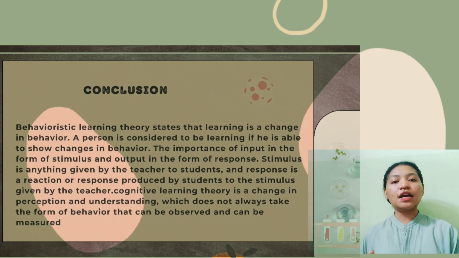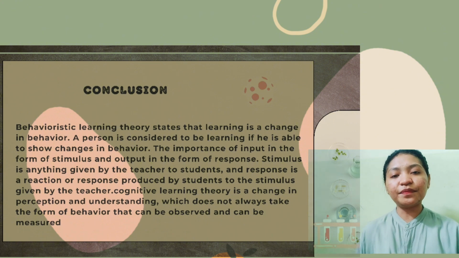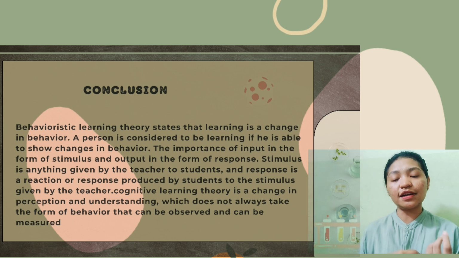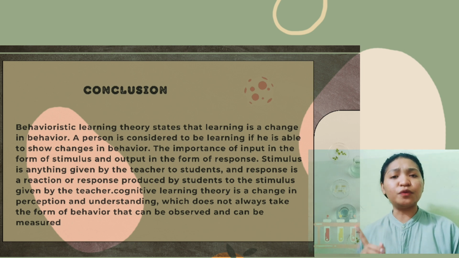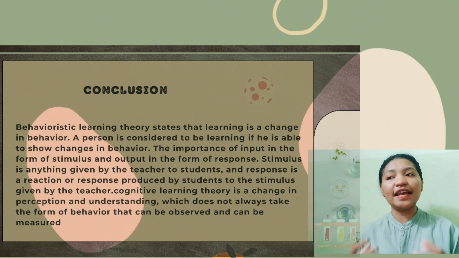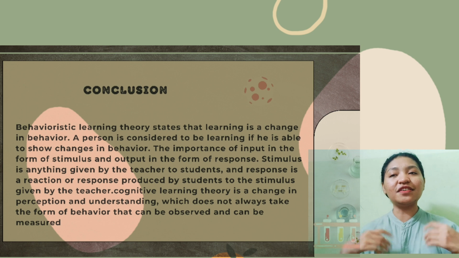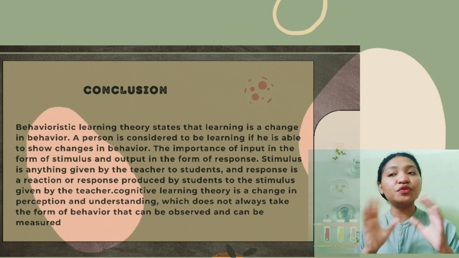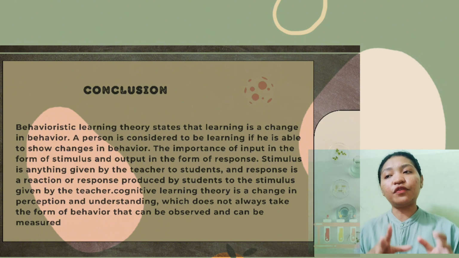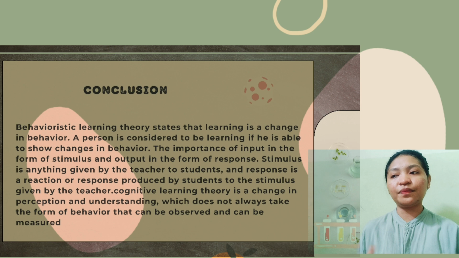Alright, that is my material about theories and paradigms of learning, especially behaviorism and cognitivism theory. And for the conclusion, behavioristic learning theory states that learning is a change in behavior. A person is considered to be learning if he is able to show change in behavior. The importance of input in the form of stimulus and output in the form of response.